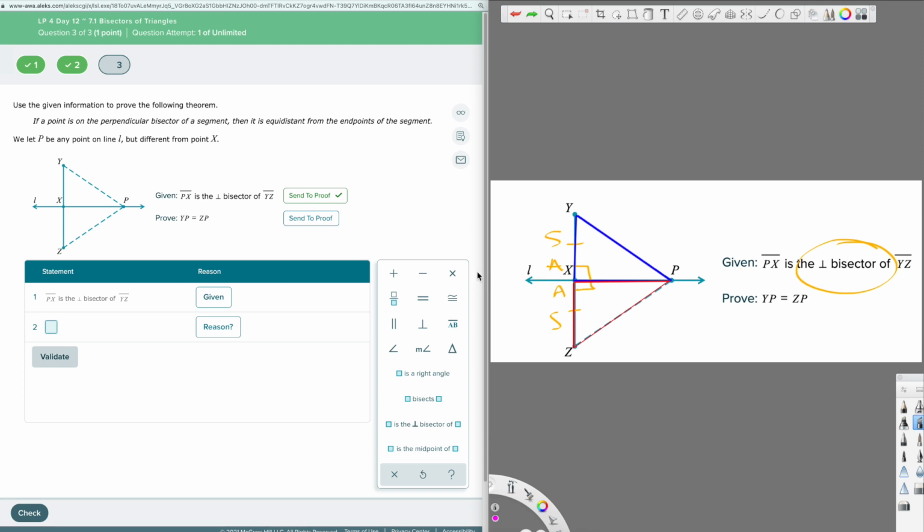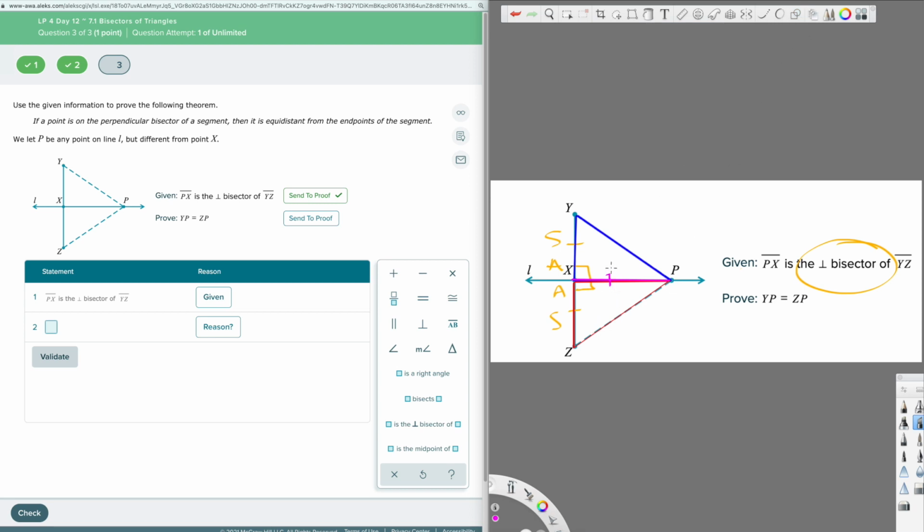Looking at this, I can't prove anything about these angles out here. Not really. Not yet, anyway. I can't prove anything about this angle up here either. There's nothing I can prove about it. But there is something I can prove about this shared segment. The fact that they share it means that it is equal to itself. So that's going to be my congruent side.